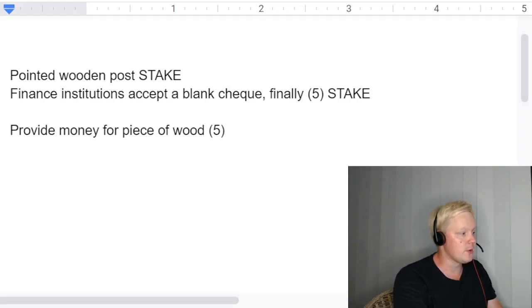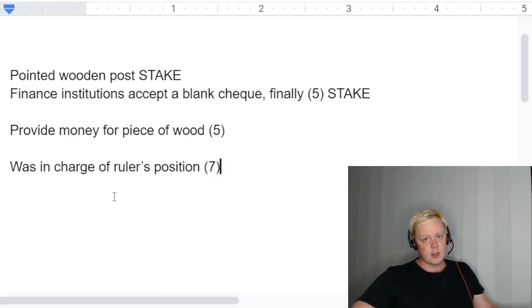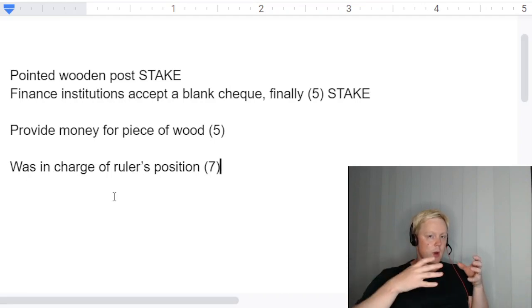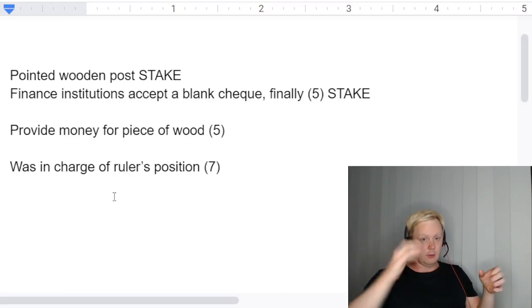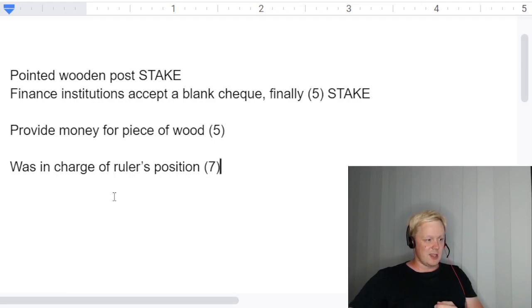And the simplest form of wordplay is what they call charades. Just putting a clue up here. Charades means you clue one word and then another word, and you just put those together. Sometimes multiple words, and you put them all together. So this is a different word. Stake isn't exactly a good word to clue as charades, but we have was in charge of ruler's position.